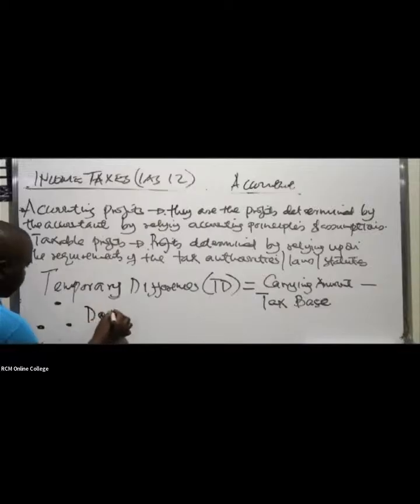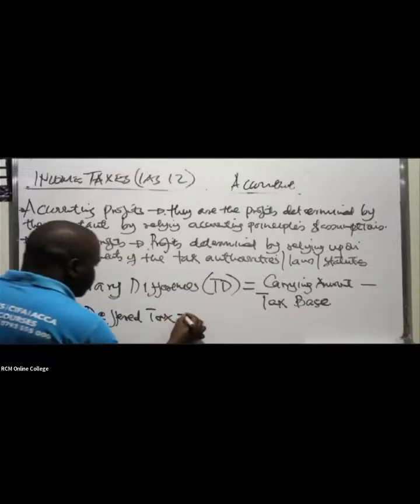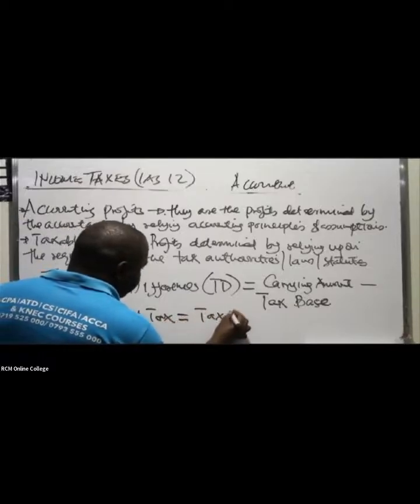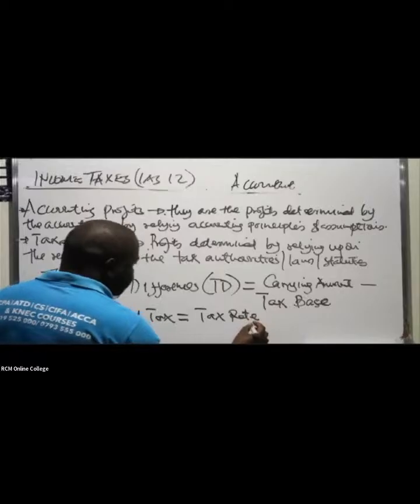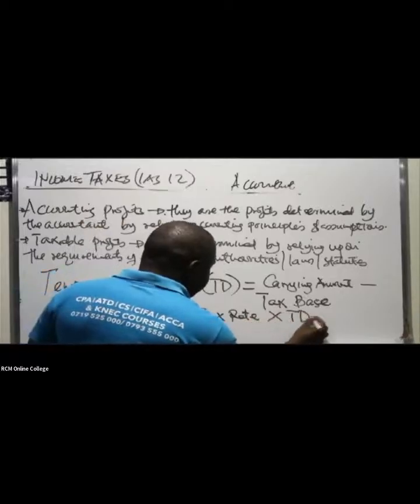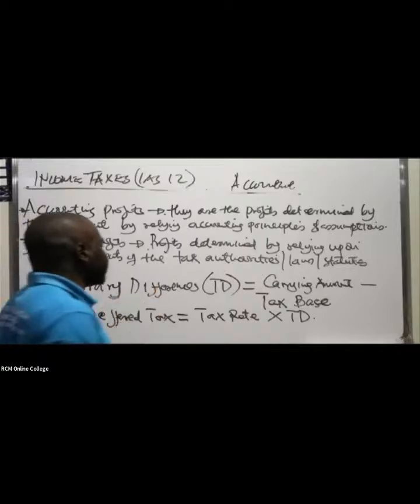Therefore, deferred tax is equal to the tax rate multiplied by the TD. And of course, TD is the temporary differences.